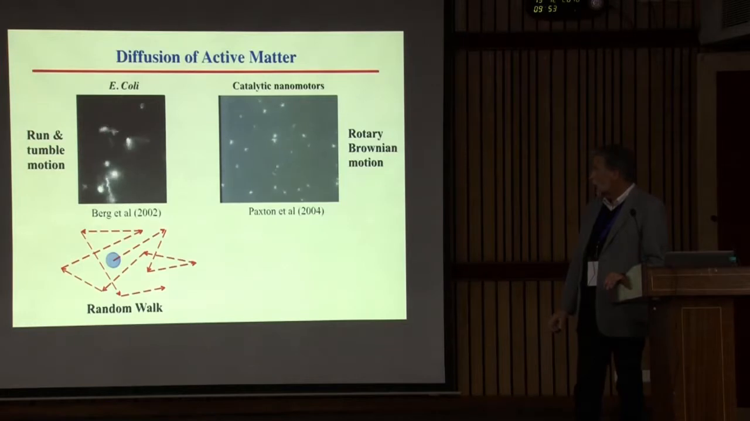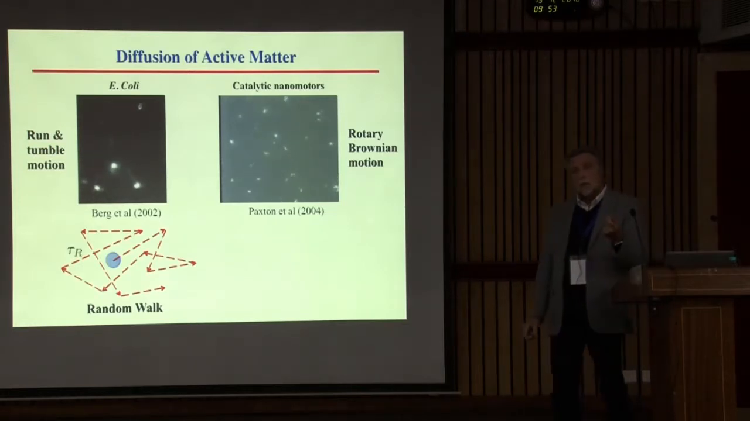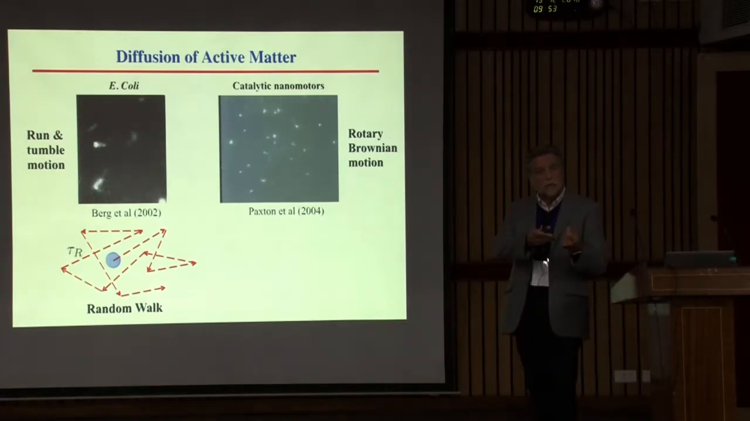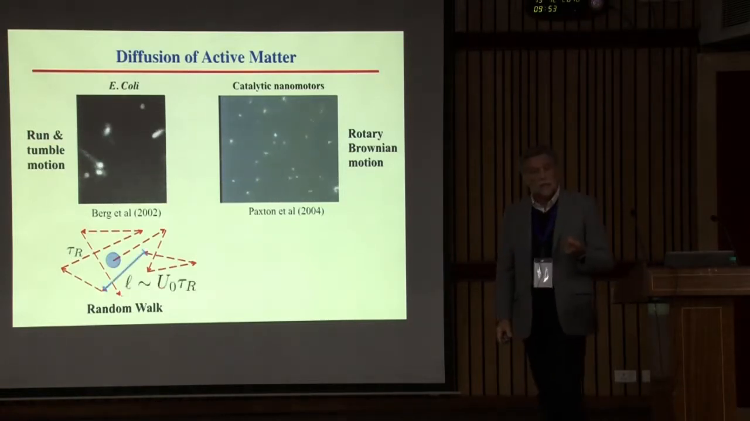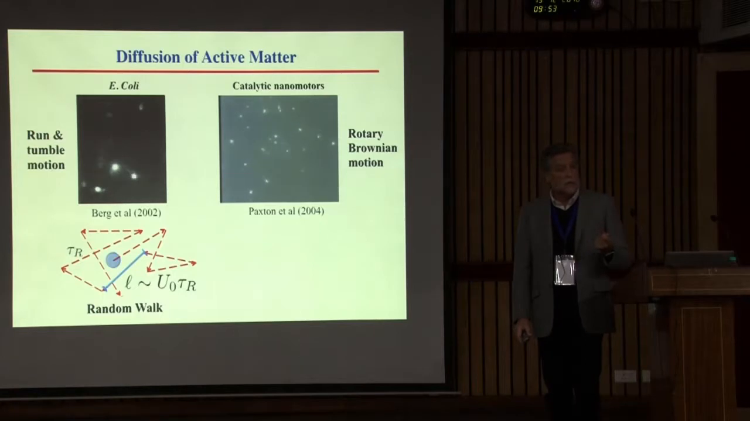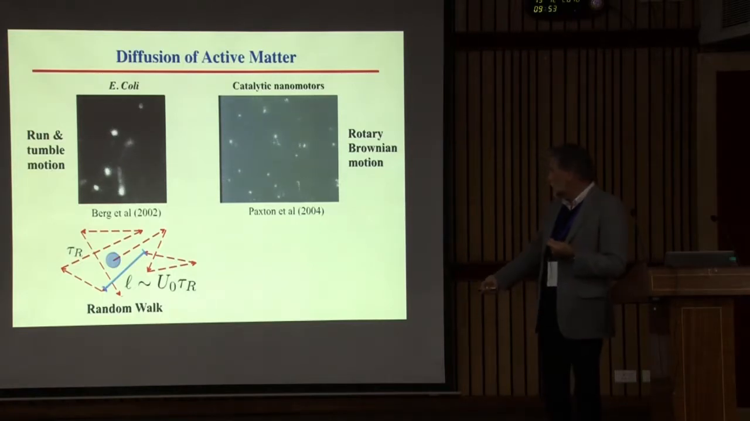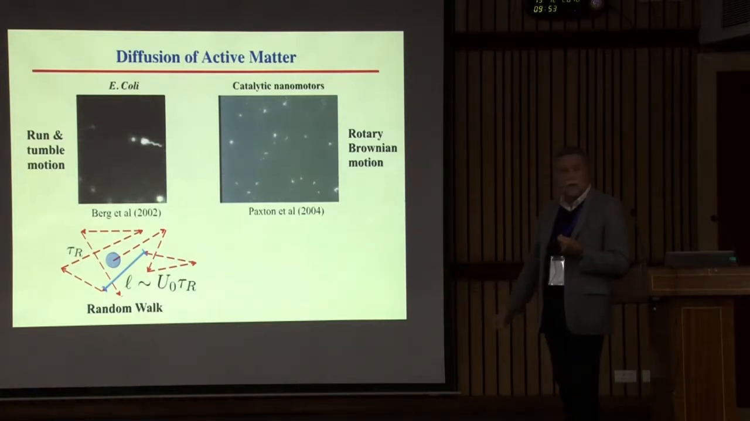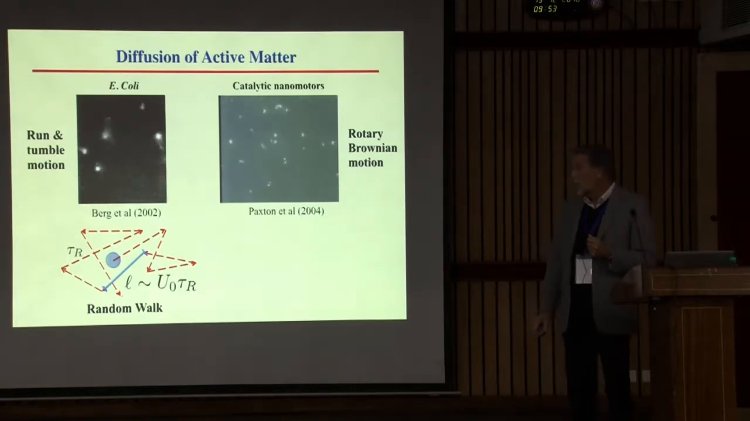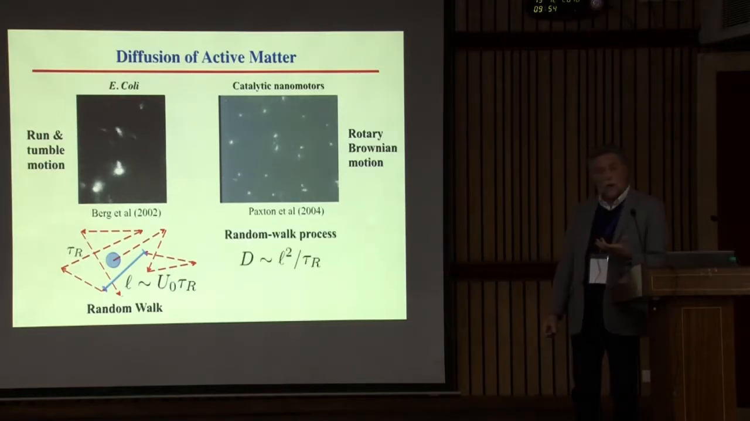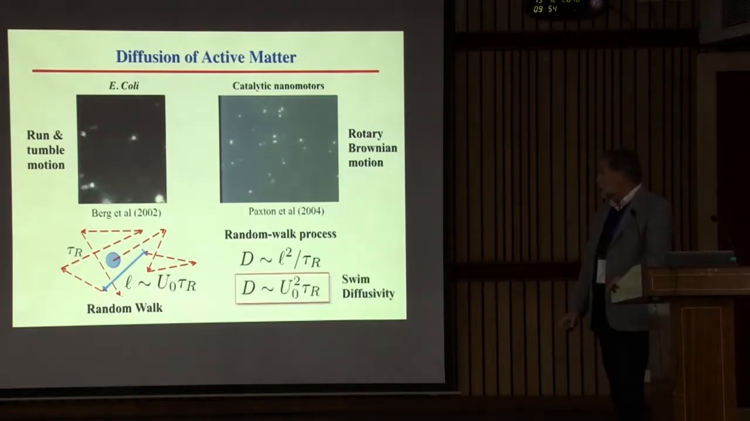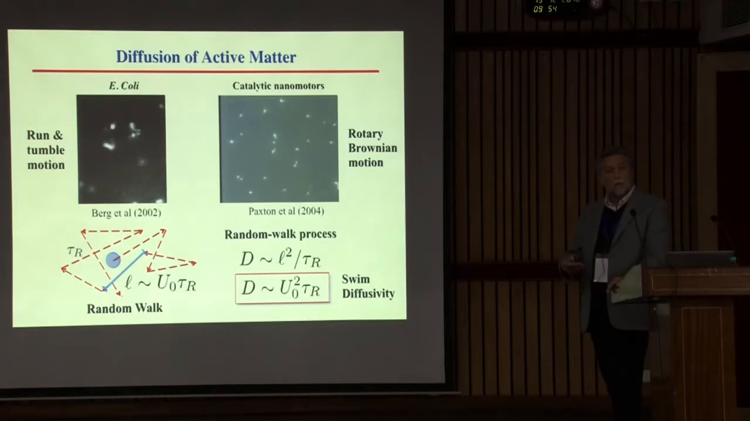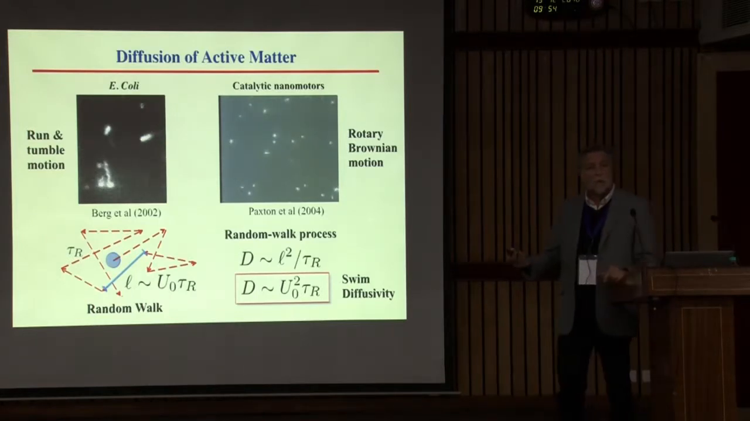What's important to characterize that is a time scale, what's called the reorientation time, the time it takes before it changes its direction. And also, how big of a step does it take? That step L is called the run length or the persistence length. That's given by the product of the speed at which they swim and the reorientation time, tau r. As a result, they undergo a random walk, where the diffusivity is just the length squared divided by the reorientation time. And so there's a diffusivity associated with their swimming, which is u naught squared tau r.